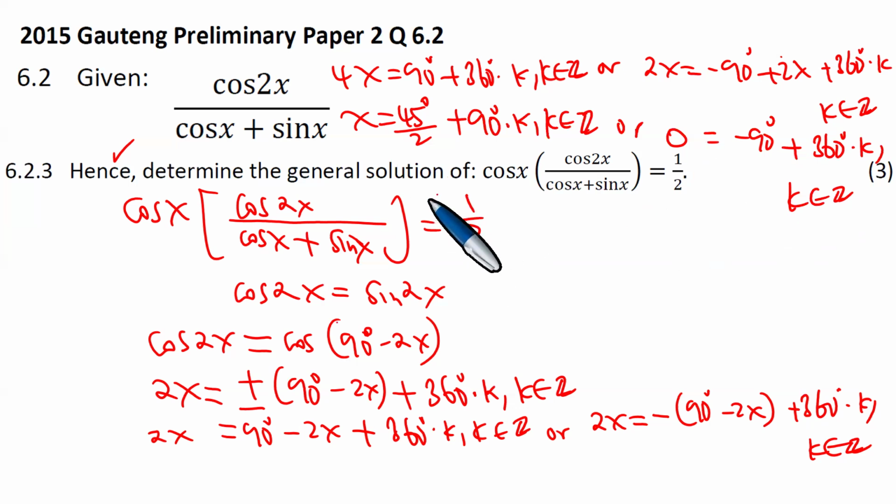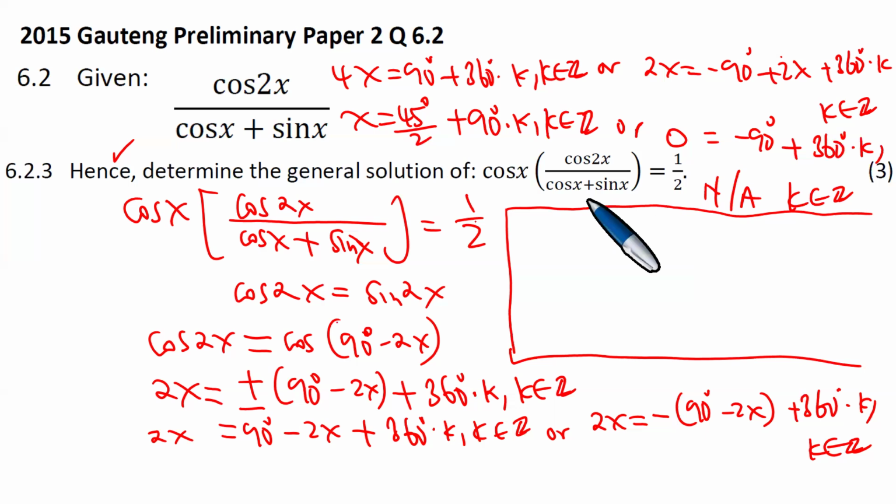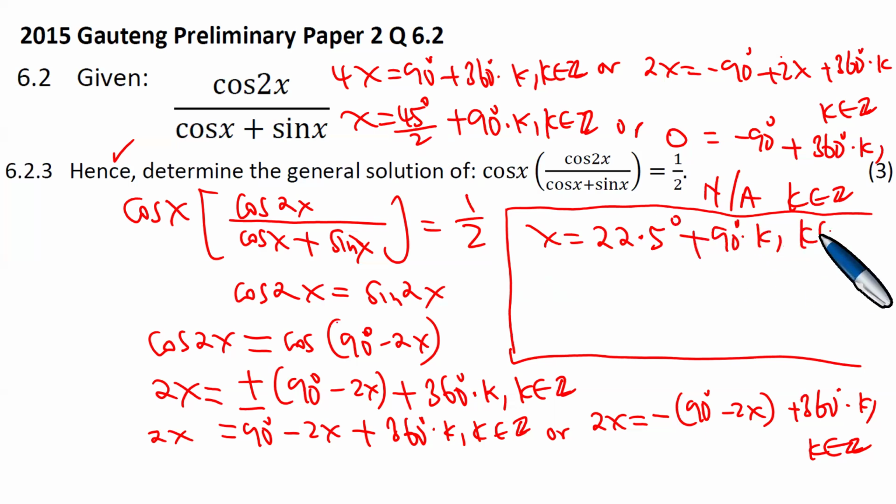Meaning that we're going to just deal with one case. So this one is not applicable, because it cannot be true that 0 is minus 90 degrees. Even if you can vary the values of k here, when k is 1, when k is 0, it says 0 equals minus 90. It can't be. So now we have 45 degrees divided by 2, you can write as 22.5, plus 90 degrees k, k in Z.